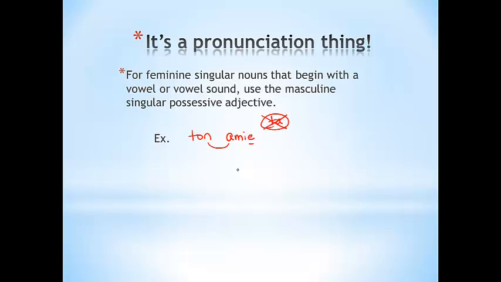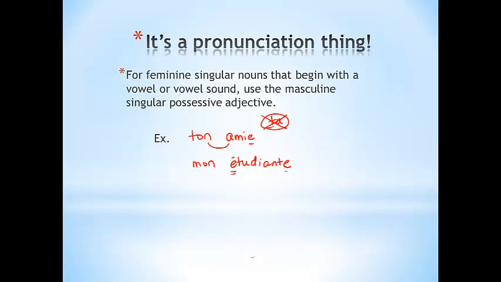Okay, so étudiante, with that E on there, is the feminine version of student. And instead of using ma, because we start with a vowel, we're going to say mon. We're going to use the masculine singular possessive adjective. So mon étudiante. Okay? Did you get it? I hope so. All right.